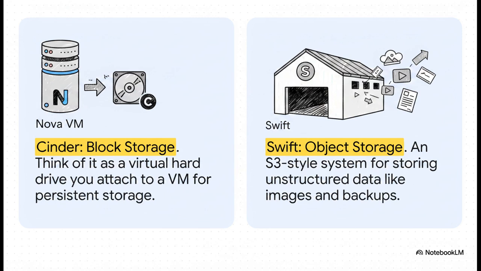You create a volume in Cinder and then attach it to your Nova VM for that persistent, high-performance storage. On the right, you have Swift, which provides object storage. This is your S3 equivalent, a massively scalable system for unstructured data like images, videos, backups, you name it.